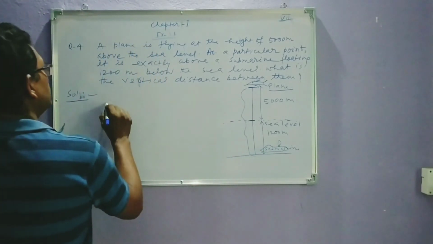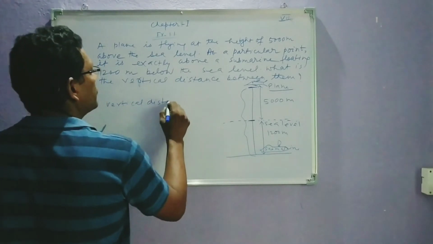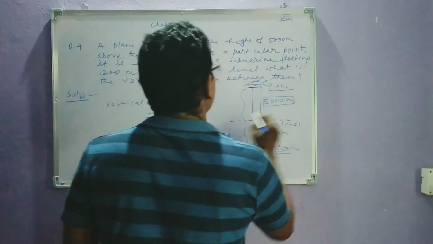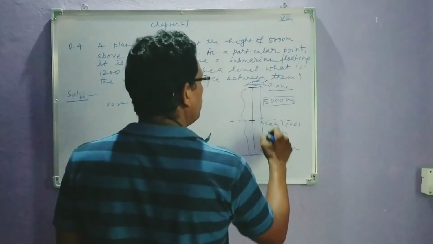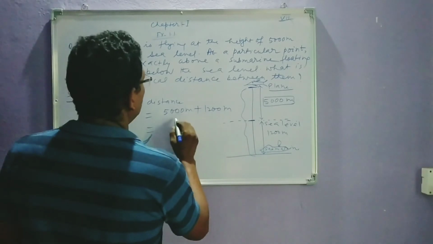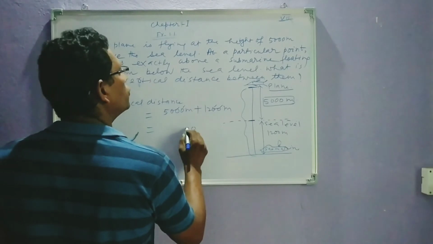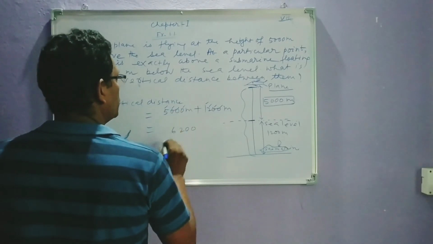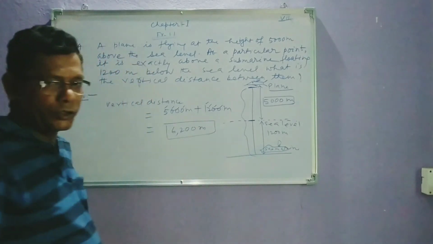So vertical distance equal to, this is 5,000 meters plus this is 1200 meters. Add it, 0 plus 0 plus 0, 0, again 0 plus 0, 0, 2 plus 0, 2, 1 plus 5, 6, 6,200 meters. This is the vertical distance.